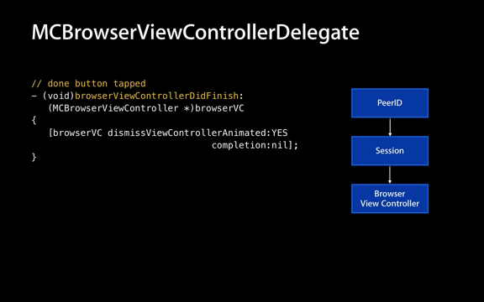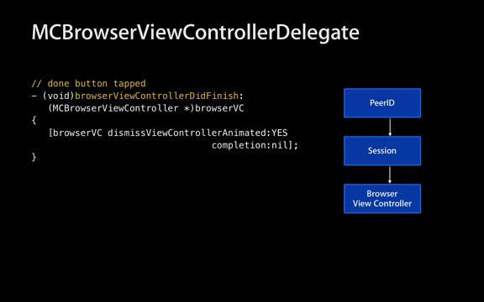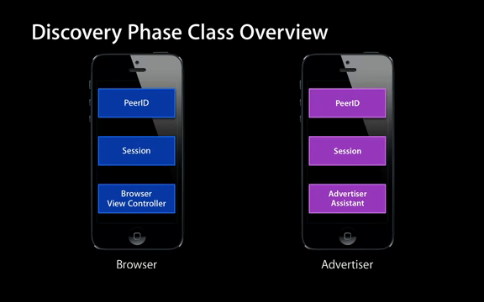Once the nearby peers have successfully connected into a session, the user will see that the done button becomes enabled. And when the user presses the done button, you will be notified via a delegate method, browser view controller did finish. Now, inside that method, you'll have the opportunity to prepare for the session, and you'll have to dismiss the browser view controller UI. So that's, again, the overview of classes that you have to use to set up the discovery phase.